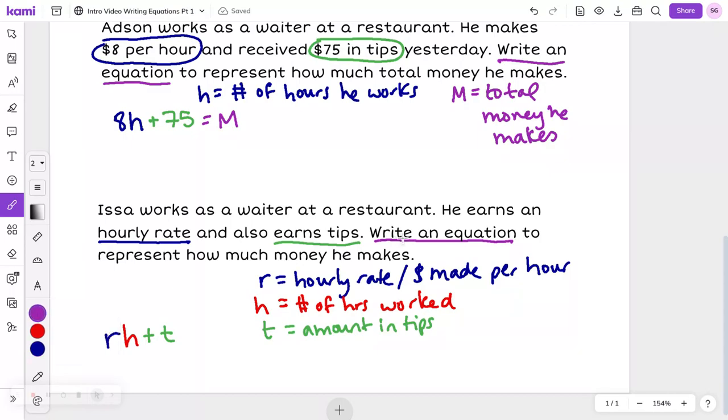And finally, the directions say write an equation, so I know my answer should have an equal sign. It would equal the total money he makes, but I definitely don't know that if I don't know any of this information. So I might use M again, where M represents the total money earned. In algebra, we're going to see more complex stories like this, where we might not have any of the information, or we might have stories where you might have more unknowns than just two, like the one with Adson. Hopefully you feel prepared for today's lesson. Thanks so much for watching.